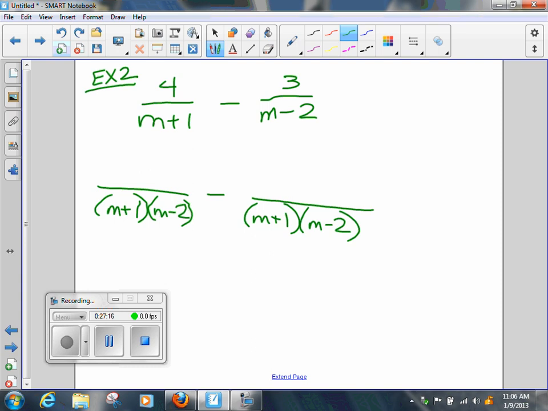What did I multiply to the first denominator? M minus 2. So what do I have to multiply to the top? M minus 2. Got to bring down the 4. What did I multiply to the second denominator? M plus 1, so I have to multiply it to the top. M. Don't forget about the 3, okay? This is where we do things different.